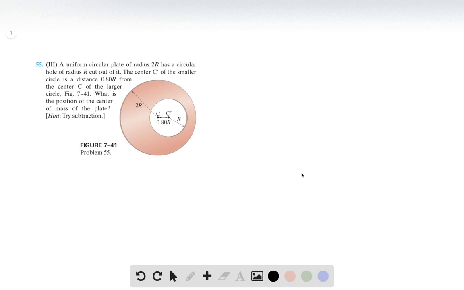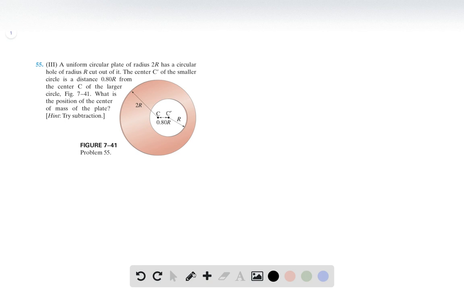In this question, we have a circular plate of radius 2r, and then we have this hole that is cut out of it, but this hole is not cut in the center. The center of the hole is a distance 0.8r from the center of the larger circle. So we want to know what is the center of mass of this plate. Hint: try subtraction.